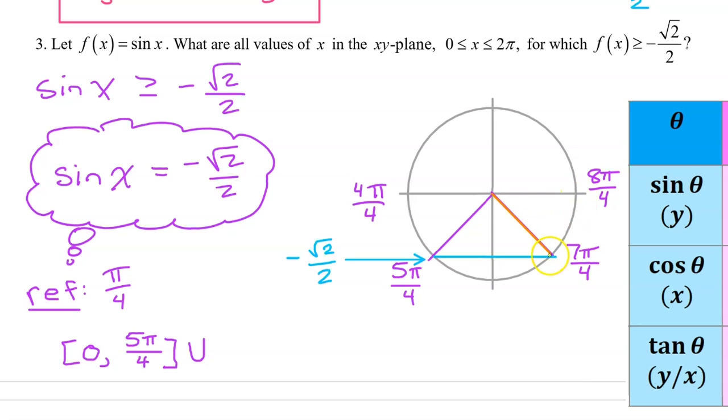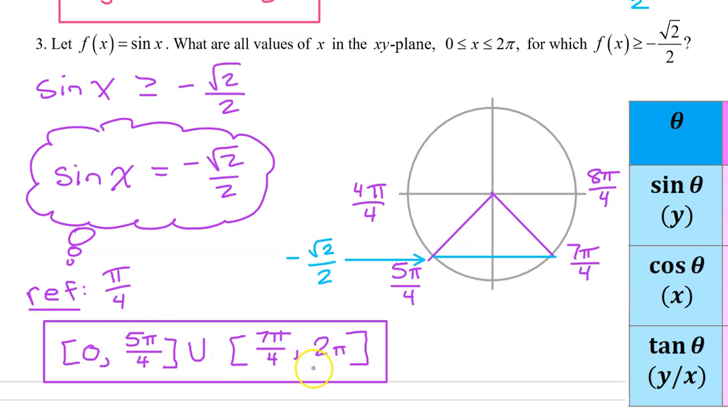Notice that we will include both of these endpoints in the solution set because at 7 pi over 4, the vertical displacement is negative radical 2 over 2. So that's included in the "or equal to." And at 8 pi over 4, well, at 2 pi, the vertical displacement is greater than negative radical 2 over 2. So that is a solution and should be included.